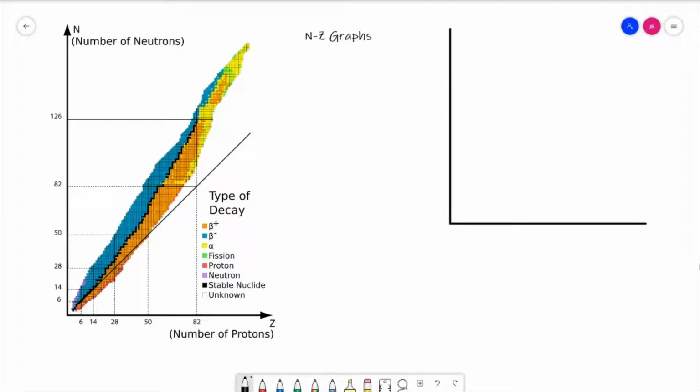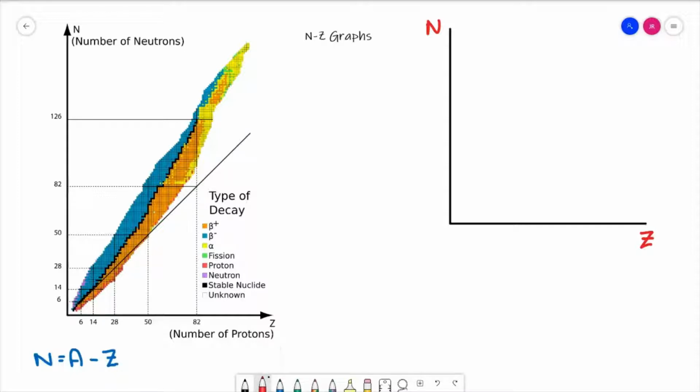So in today's lesson, we're going to be looking at NZ graphs. There's an example of an NZ graph on the screen, and you can see that on the x-axis we have Z, which is the number of protons, and on the y-axis we have N, which denotes the number of neutrons. Just be careful here, it is N, the number of neutrons, it is not A, the number of nucleons. And remember from last lesson that we can calculate N by taking the number of nucleons and subtracting from it the number of protons.